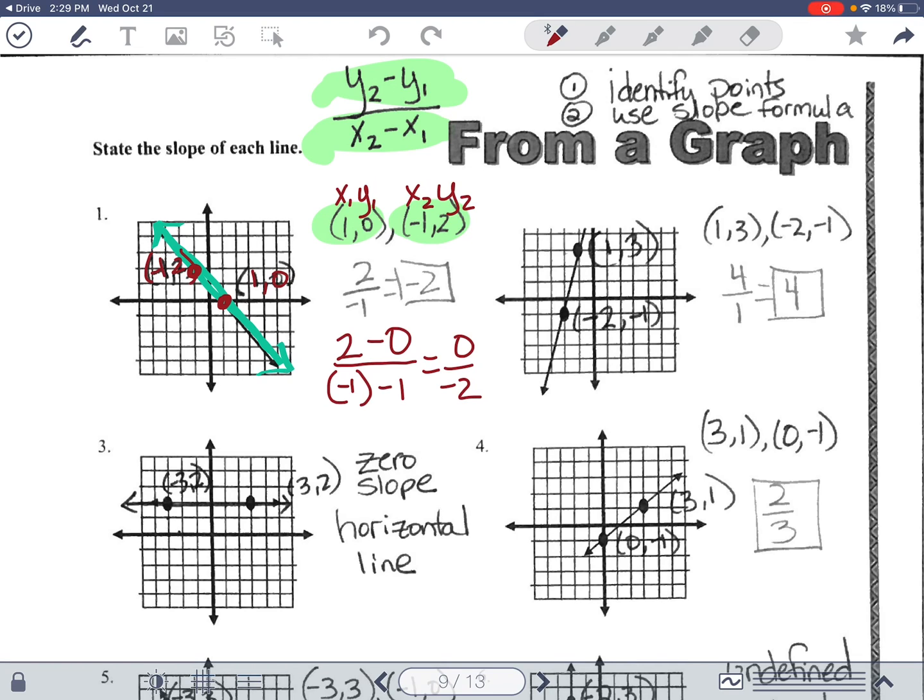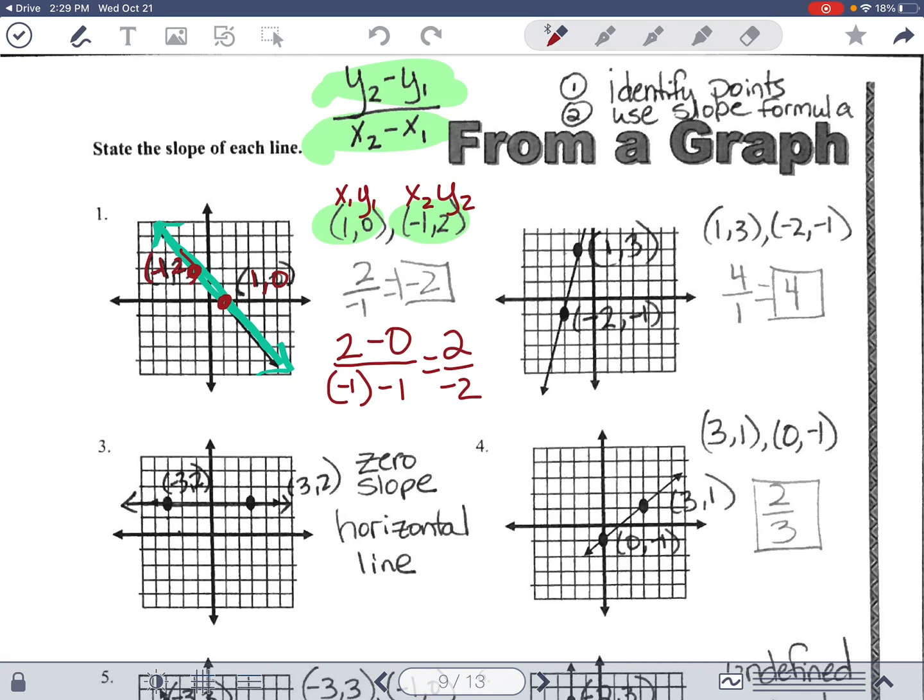Well, as you can tell, 0 divided by anything is, wait a minute, I'm missing something here. y2, 2 minus 0 is not 0. 2 minus 0 is 2. So that gives me, how in the world?